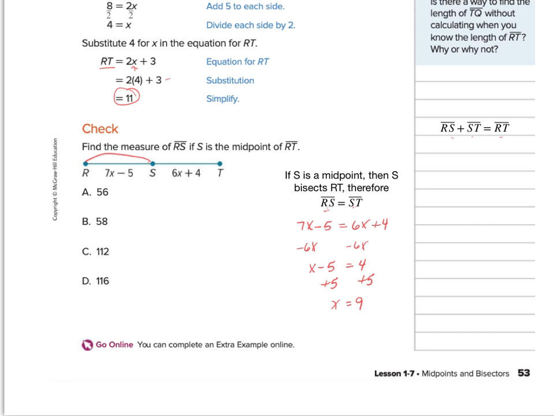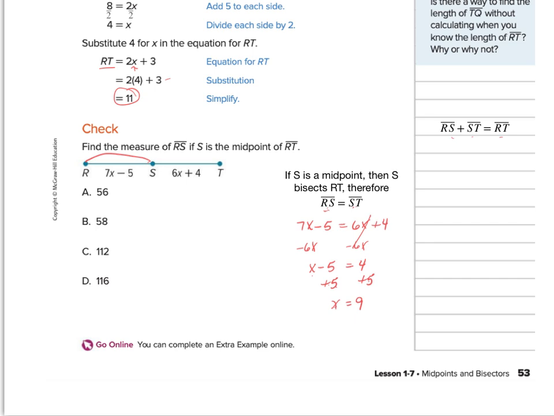combine like terms, 6x minus 6x is 0. If I subtract 6x from one side, I have to do it to the other. So 7x minus 6x is 1x. 1x, or x minus 5, is equal to 4. I add 5 to both sides, and I get x is equal to 9.